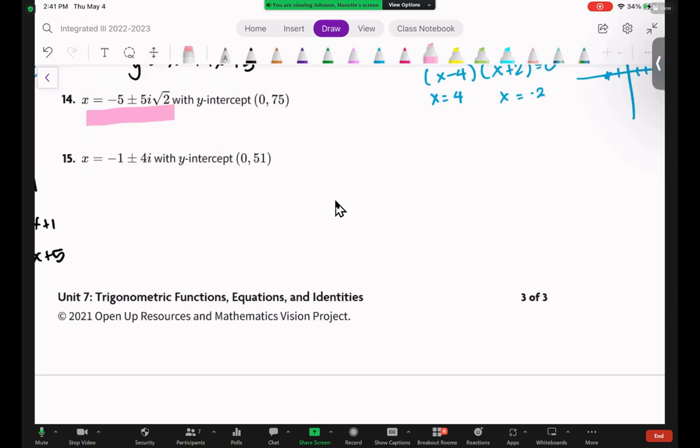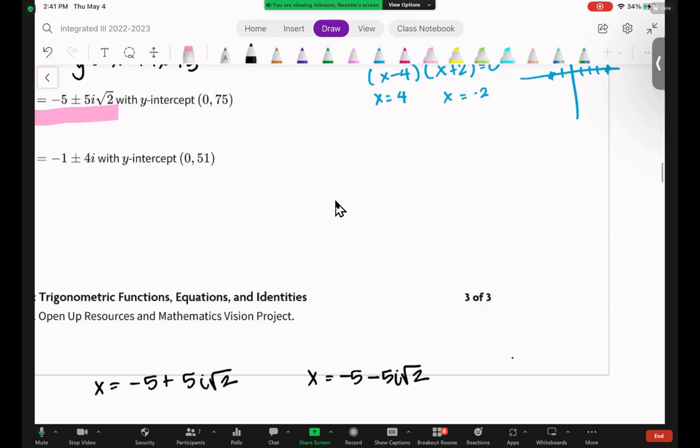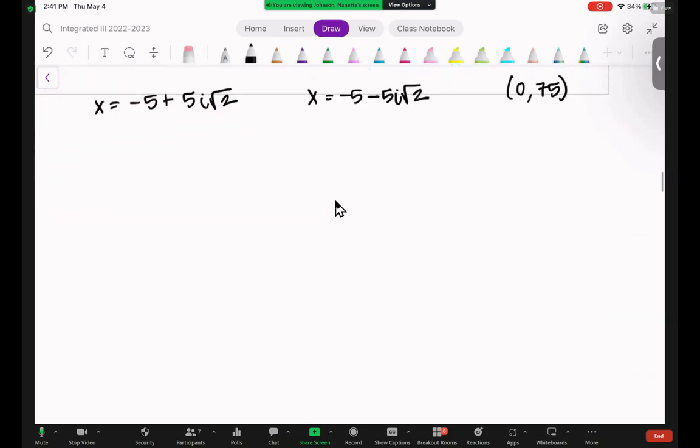Okay, so I'm going to write these separately. It says x is equal to -5 plus 5i root 2, and x is equal to -5 minus 5i root 2. And the y-intercept is going to be (0, 75). All of these numbers actually make sense for us to put together.